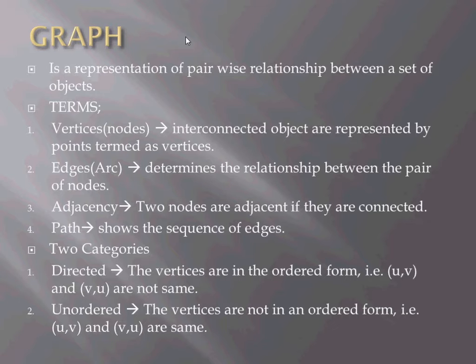Okay, then adjacency. Two nodes are adjacent if they are connected. So there's a connection between two nodes, then they are called adjacent nodes. But they must be connected directly. Indirect connections don't count. If A is connected to B and B is connected to C, there is no direct connection between A and C. They are connected, but they are not adjacent nodes. Only A and B are adjacent nodes.